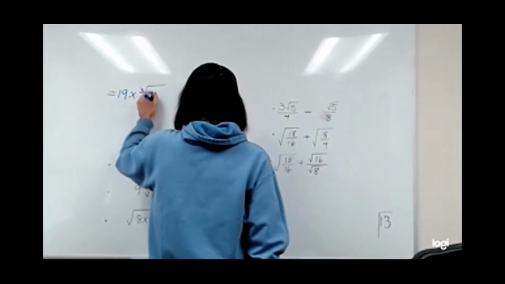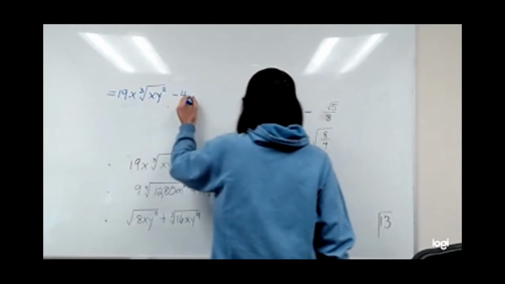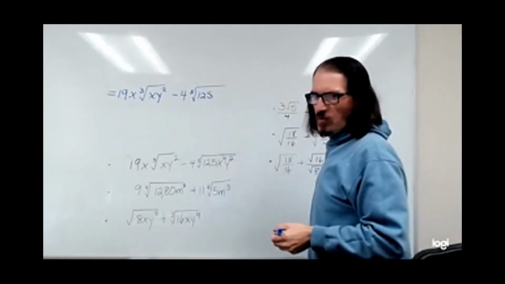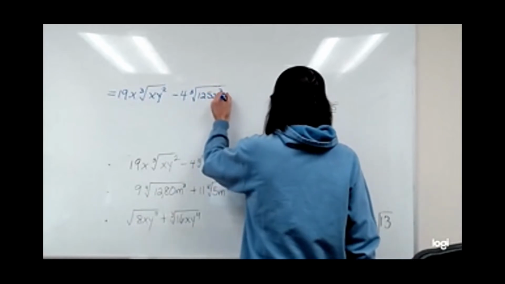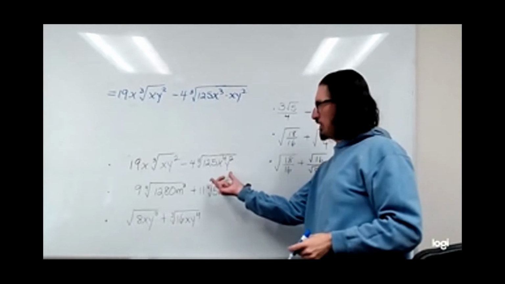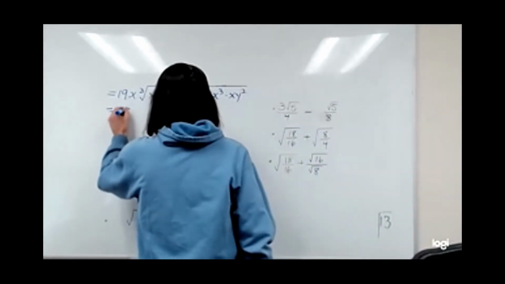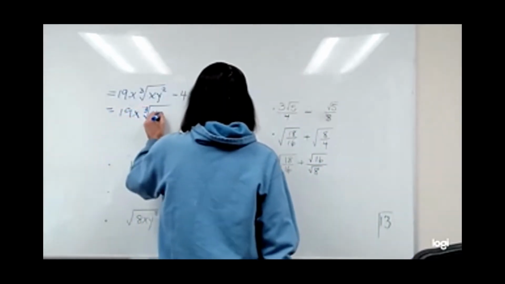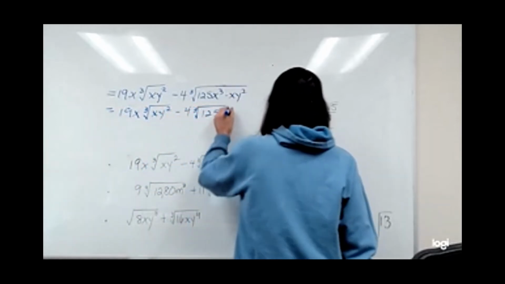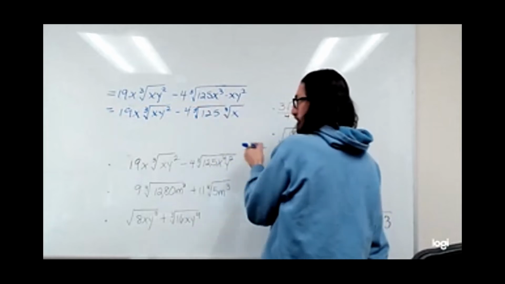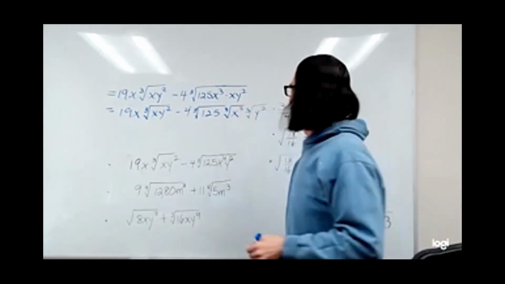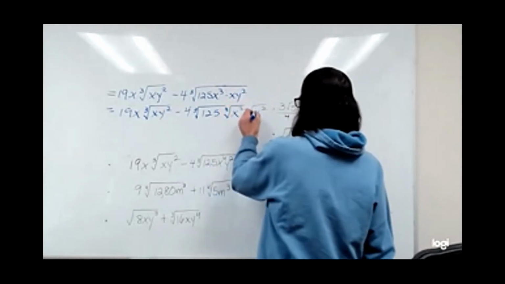So what I'm going to do is, since 125 is already a perfect cube, and x to the fourth can be written as x cubed times x to the first, break up, factorize the second radicand, apply the product rule. So we're taking the cube root of 125, which is 5 cubed, and the cube root of x cubed. Oh, we still have that x there.